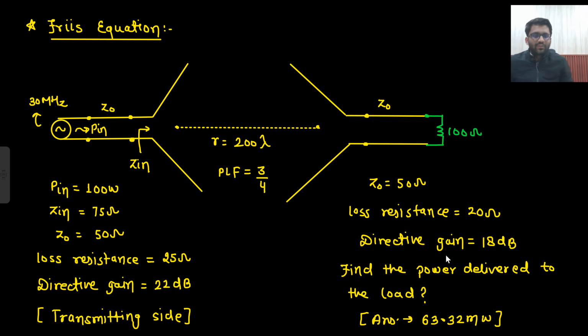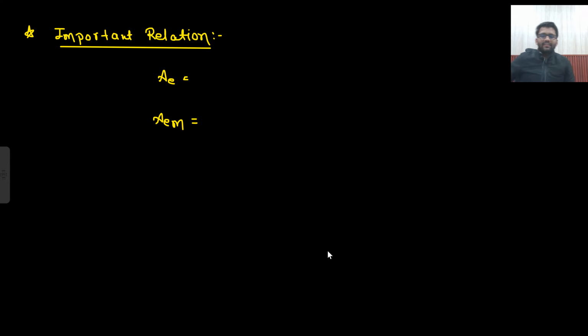So what kind of questions can be coming into the examination? This kind of questions can be coming. From here this much power, P in, is going, and your Z in is 75 ohm. Basically this antenna is providing 75 ohm resistance. I will tell about this particular question, but before that let's see a very important relation.